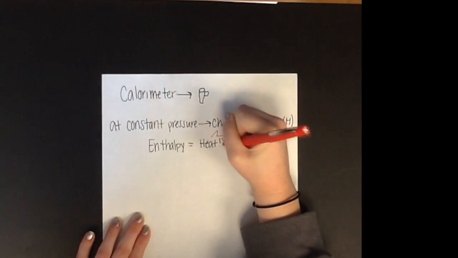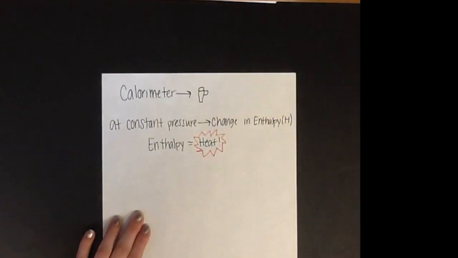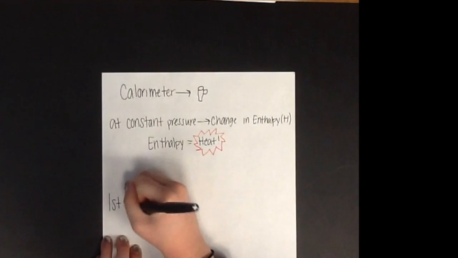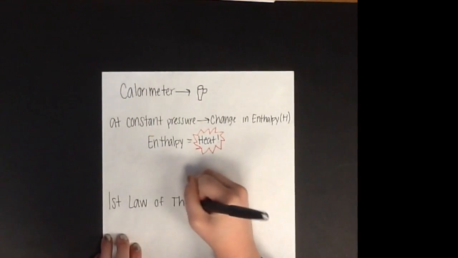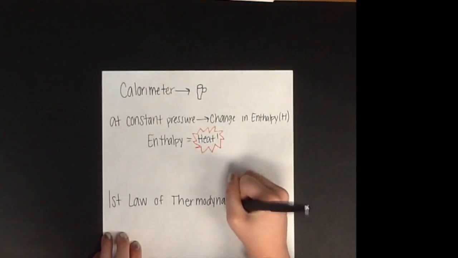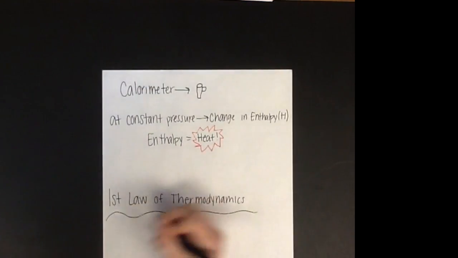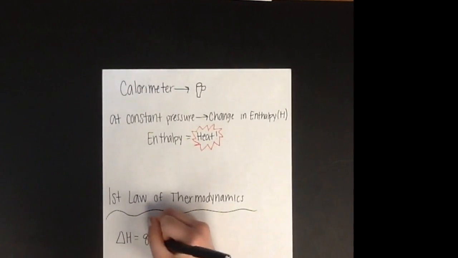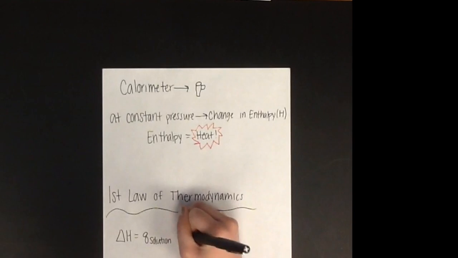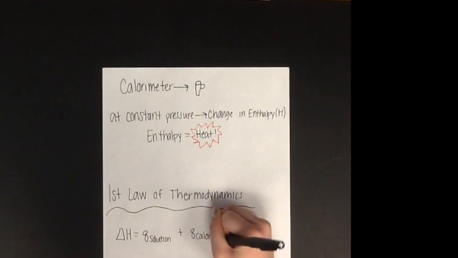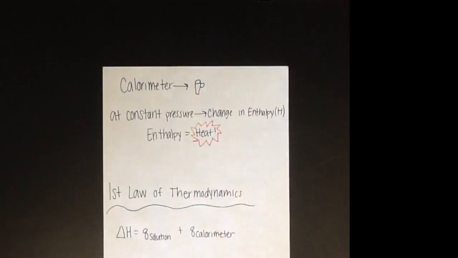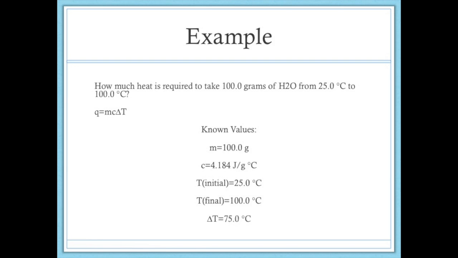The first law of thermodynamics states that energy of an isolated system remains constant. Using this information, we can determine the total change in enthalpy of this reaction by adding the heat released by the solution and the heat absorbed by the calorimeter. A practice problem will follow after this.